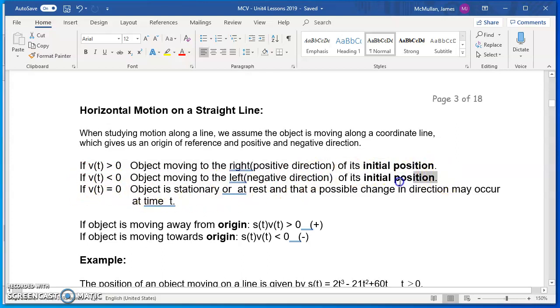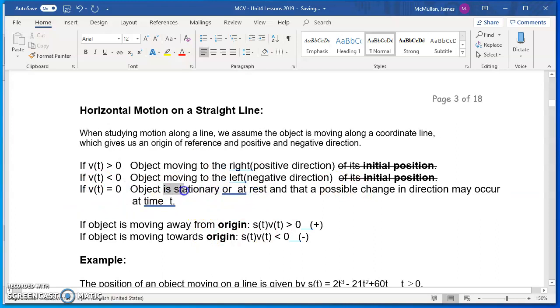I don't really know why it's saying this. We don't really know if it's moving right or left of its initial position unless we know where that is. So let's just ignore that for a second. If v is positive, it's moving to the right. If v is negative, it's moving to the left. If v is 0, you're momentarily stopped.